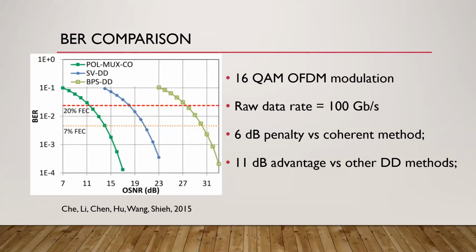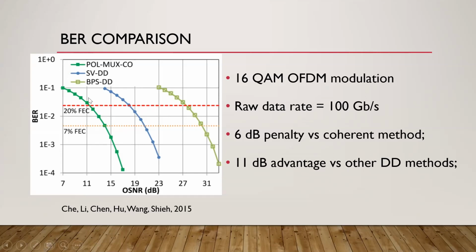This is a comparison of bit error rates between some different methods. The green one on the left-hand side is polarization multiplexed coherent detection. That's the coherent detection method we talked about above, using polarization multiplexing, so we're sending information on both the X and Y polarizations. And then in the blue, we've got the Stokes vector direct detection. On the right in the olive color, we've got block phase switching, which is another type of direct detection, which I don't know a lot about, I have to admit.